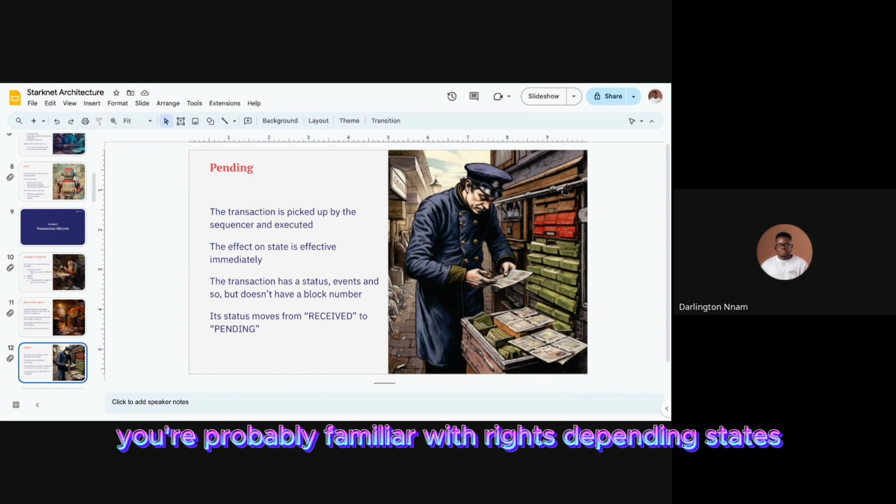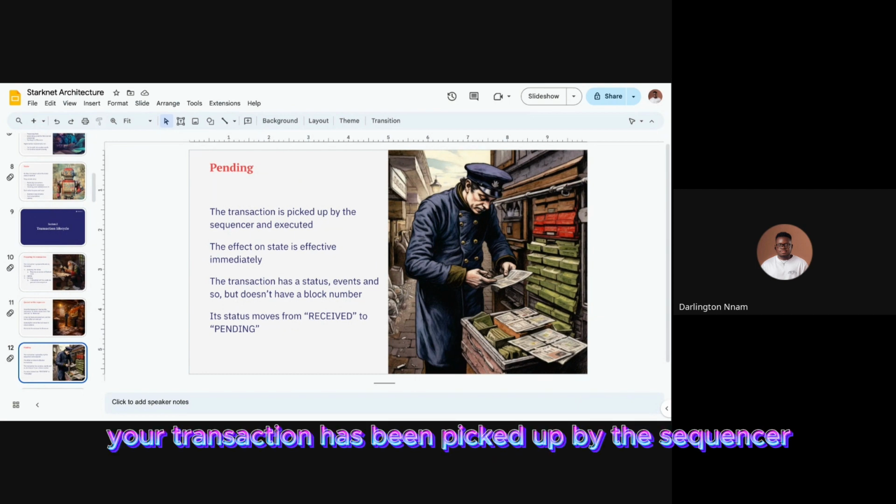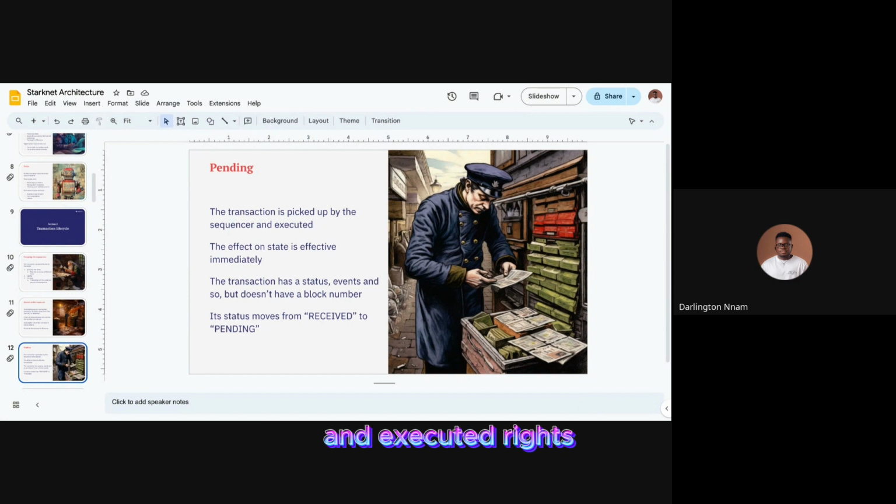One state you are probably familiar with is the pending state. Now this happens when your transaction has been picked up by the sequencer and executed. So at this point the transaction has been executed, but the state hasn't been affected yet. Events have been emitted, but it does not have a block number yet, as it's yet to be put in a block. So at this point, the transaction is marked as pending.